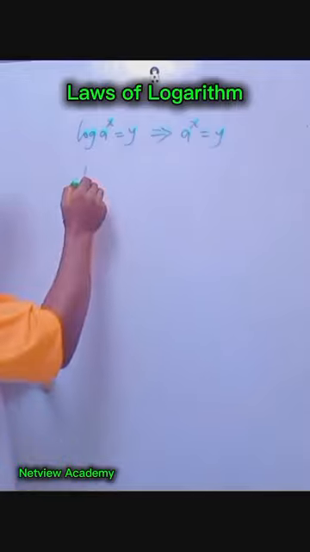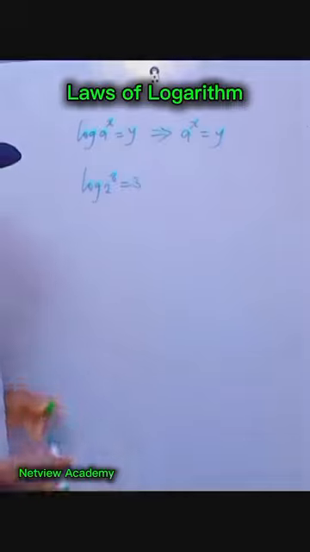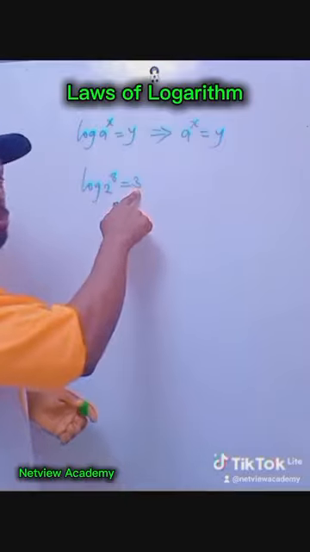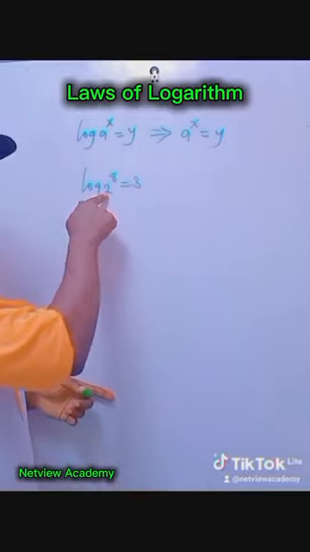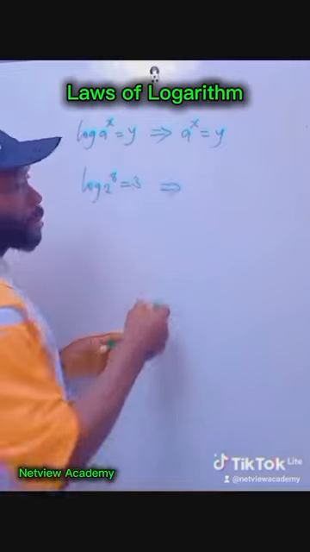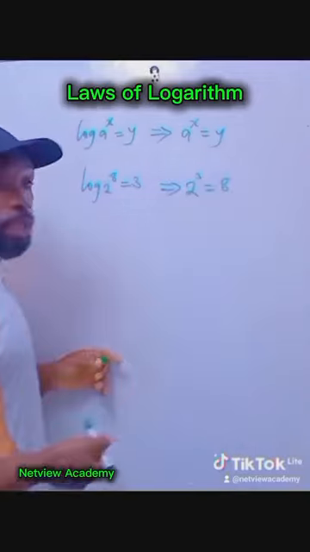So when you have log 2 raised to the power 8 is equal to 3, according to the definition of logarithm, this means that 3 is the power to which the base 2 must be raised to get the number 8. This can be expressed as 2 raised to the power 3 is equal to 8.